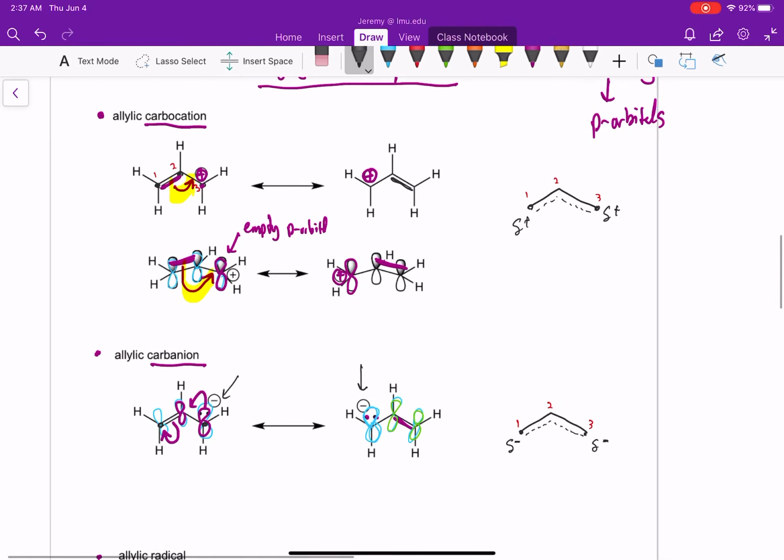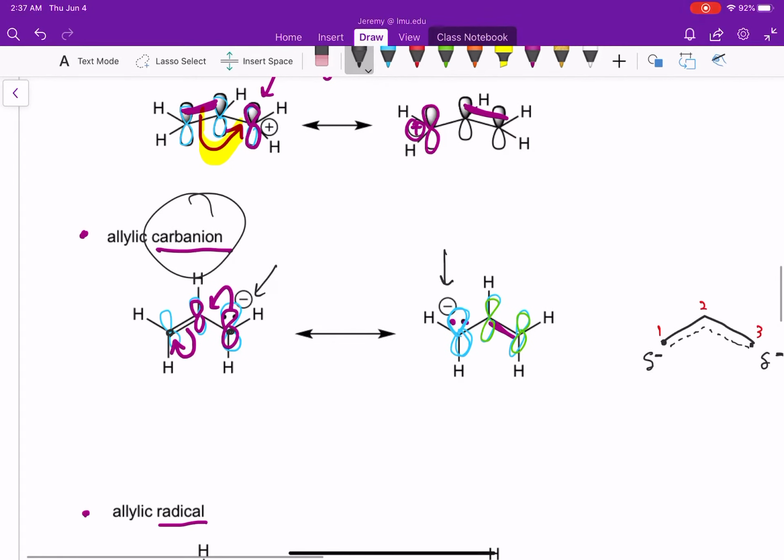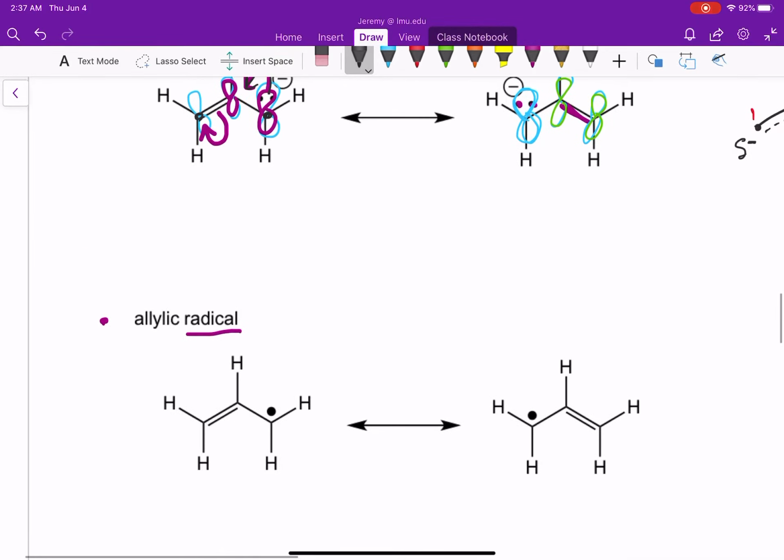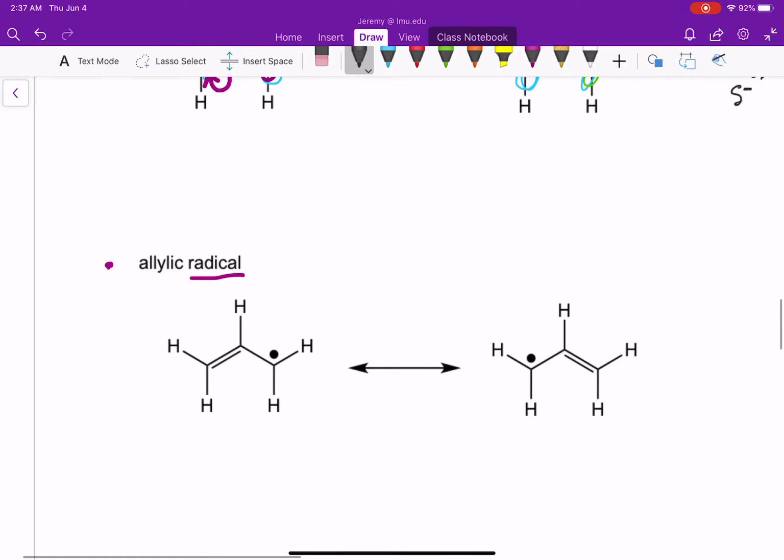So we've done carbocations. We've done anions, right? Carbocations, we move to the plus. Carbanions, we move away from the lone pair, away from the minus. Next, we're going to talk about allylic radicals. Okay, same system here, 3 carbons, 1, 2, 3. Let's draw in our p orbitals, right? This is a conjugated system.